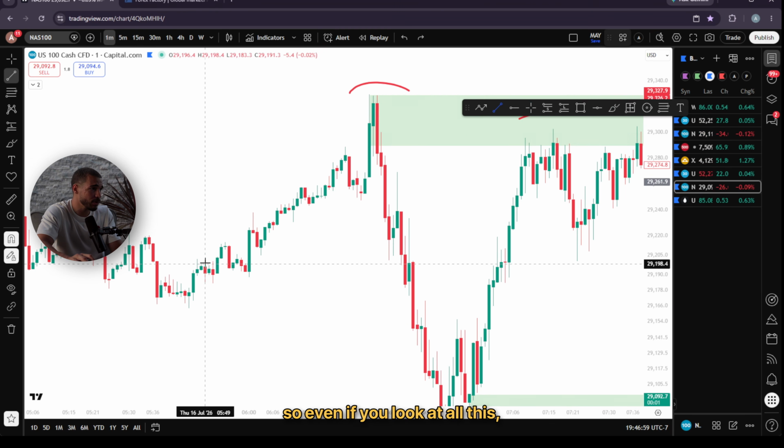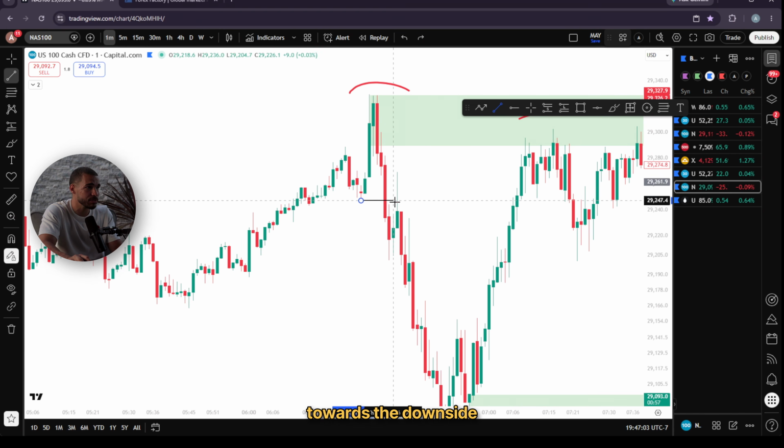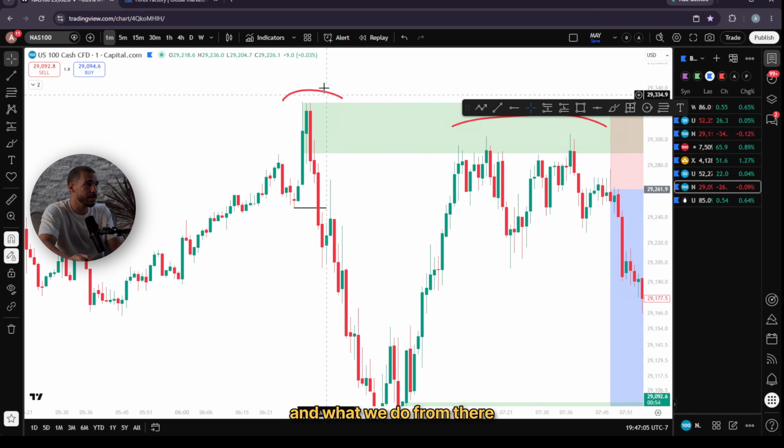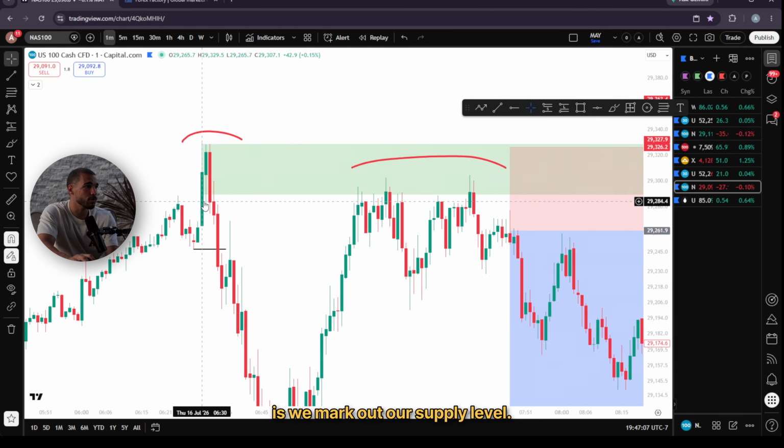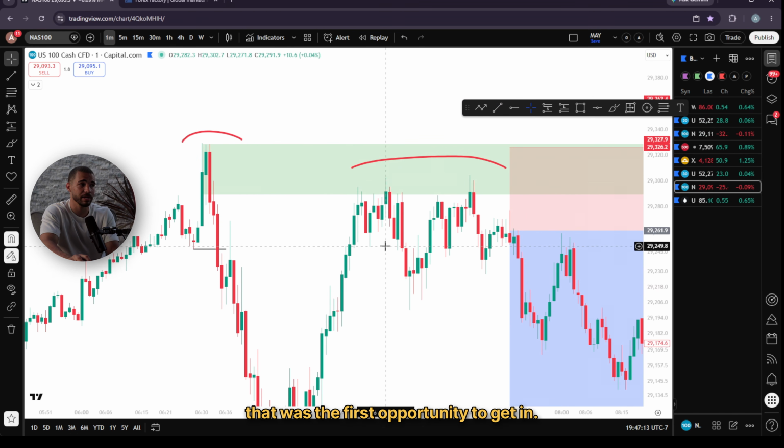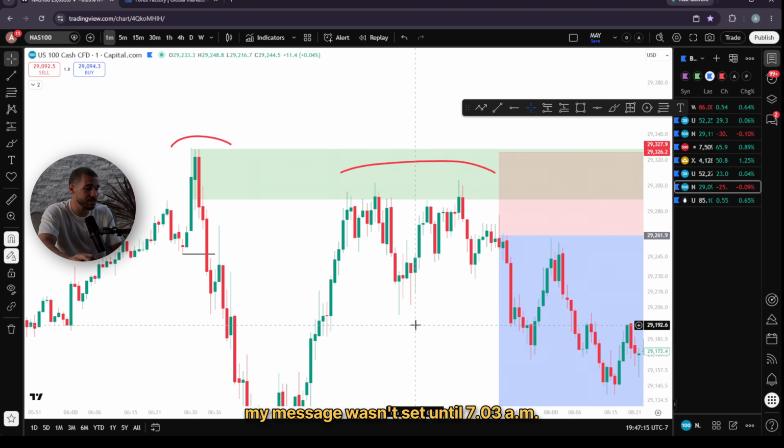So even if you look at all this, there's literally not one single shift in structure towards the downside until this level here. And what we do from there is we mark out our supply level. So I marked that out. Then you guys can see we have bullish, indecisive, bearish below the 50. That was the first opportunity to get in. Now, as you guys saw, my message wasn't sent until 7:03 a.m. I did see this a little bit late. So I didn't get in until this level right here, 7:47 a.m.